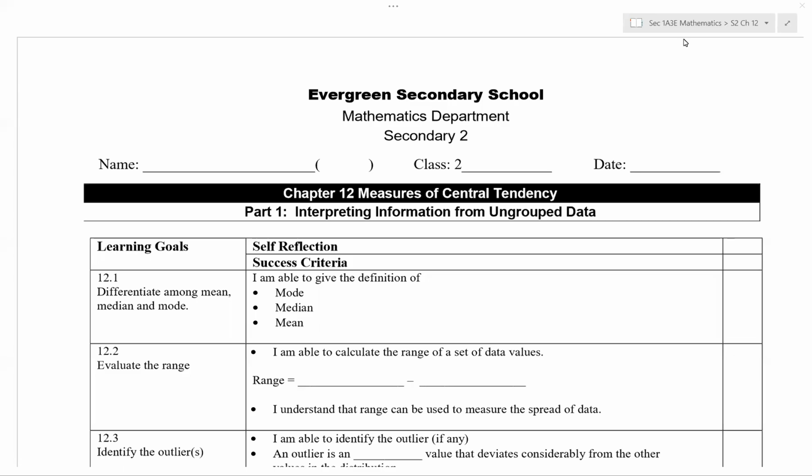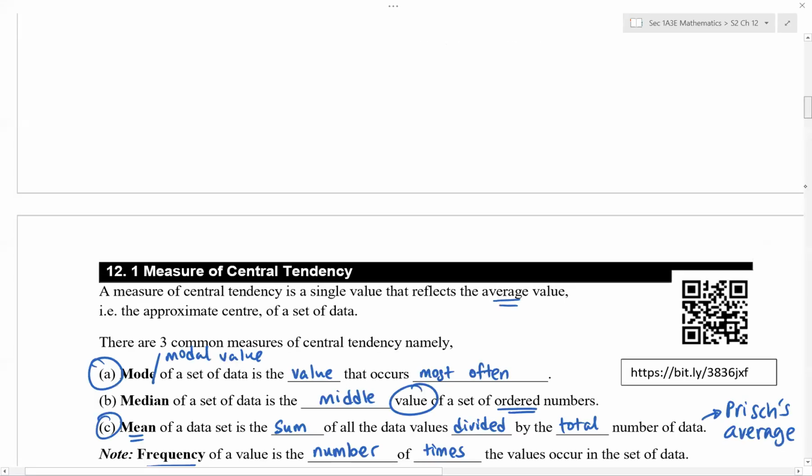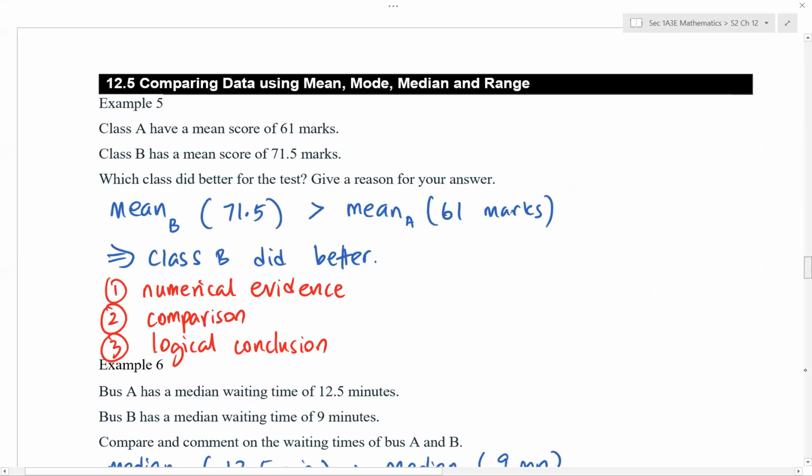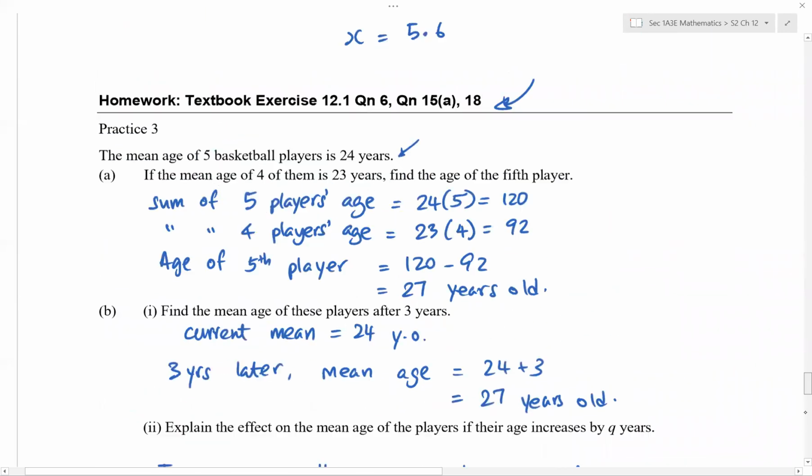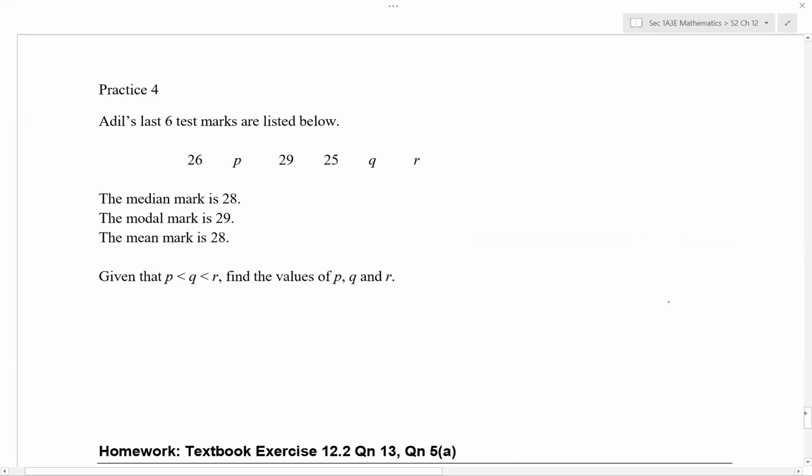Okay, now this is the last video for chapter 12, part 1. We'll go straight down to the second last question, practice number 4. So we've got 6 test marks as shown, out of which 3 of them are unknowns. I've got 3 measures of the central tendency.